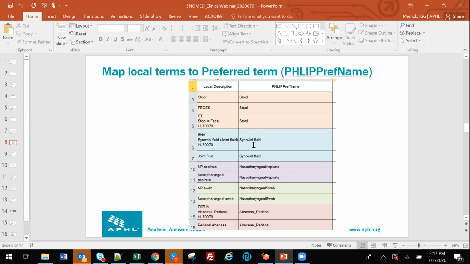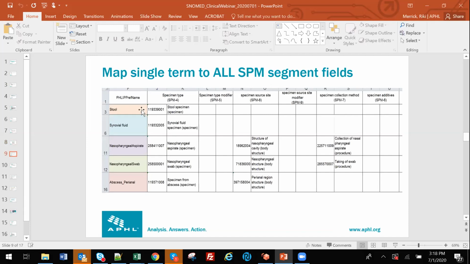So this is where we started. First use, map the local term to what we call the FLIP preferred name. FLIP stands for Public Health Laboratory Interoperability Project, and that was the project we were working on back in 2009. And it's still called that, but that's historical. And so we had different representations for the same concept, as you're all very well familiar with. And then we took that FLIP preferred name and mapped it across the SPM segment fields.